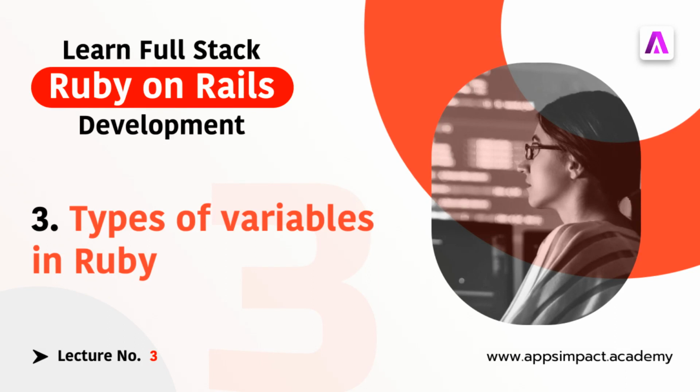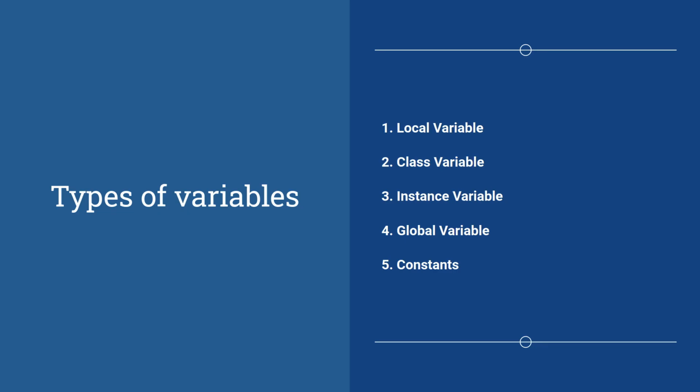In the last lecture, we learned what variables are in Ruby. In this video, we're going to discuss the types of variables in Ruby. In Ruby, there are five types of variables: local variable, class variable, instance variable, global variable, and constants. Now let's discuss each of these in detail.